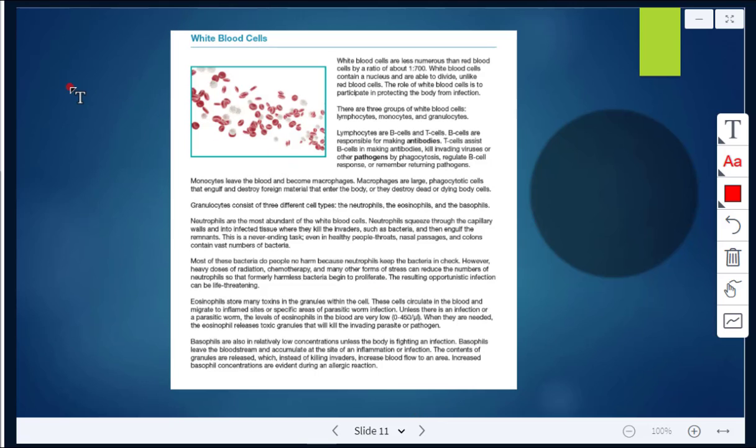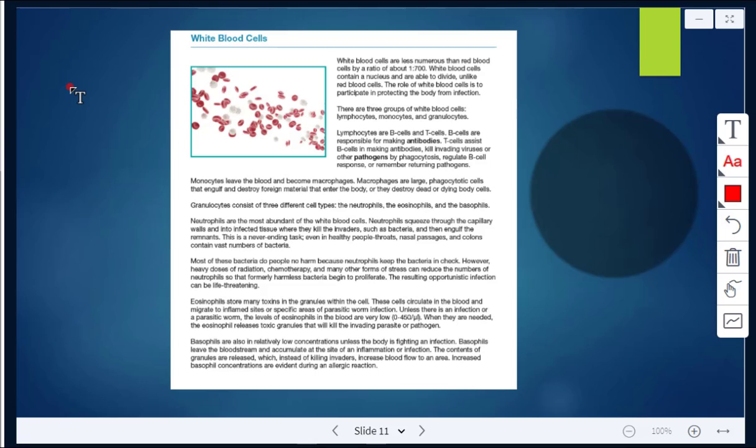All right, so just a quick review of white blood cells. They're less numerous than red blood cells by a ratio of about 1 to 700. They do contain a nucleus. They are able to divide, unlike the red blood cells. And the function of white blood cells is to participate in protecting the body from infection.